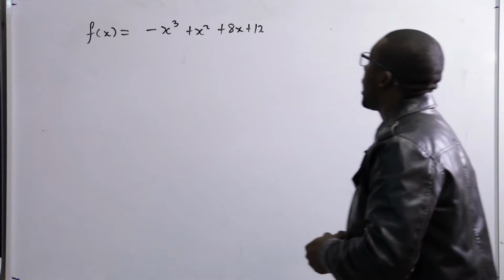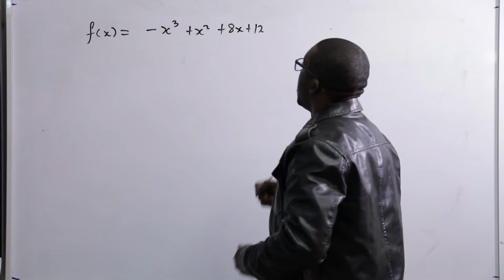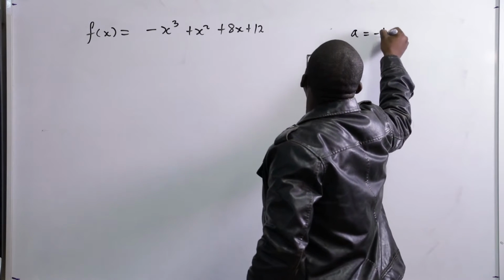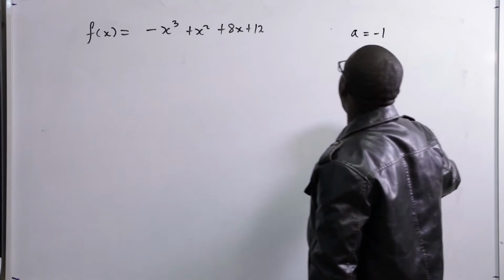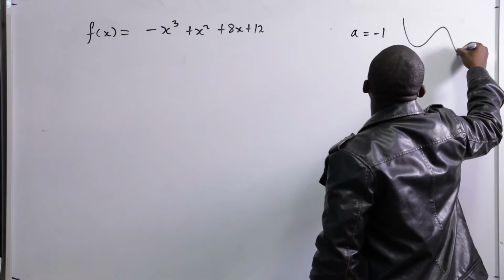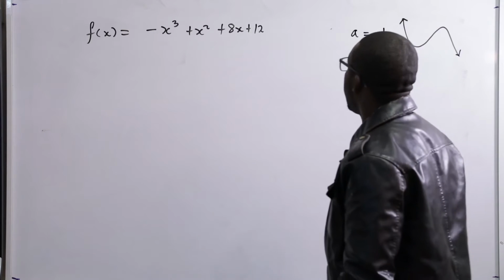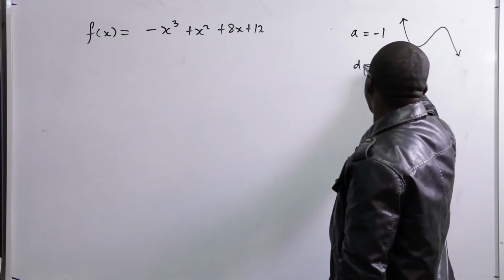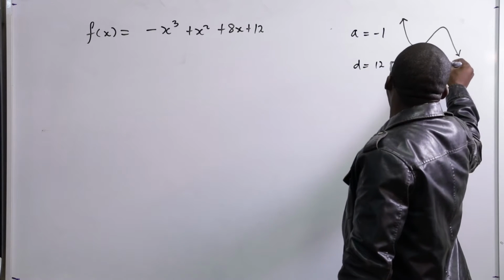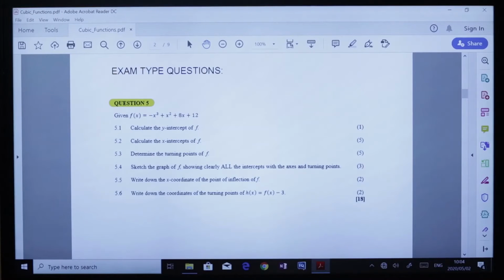Once you're given a question like this, there are a couple of things that you need to be mindful of. a is equal to negative 1. a is the coefficient of x cubed. Since it's negative 1, we expect a decreasing function with the shape like that. Then d is equal to 12. That means the y-intercept is 0 for x and 12 for y. Those are the two most obvious things that we can get there.